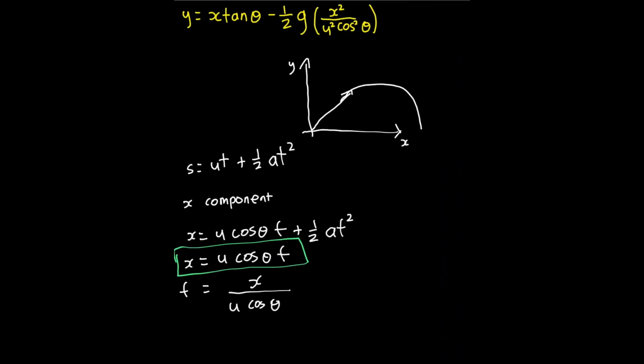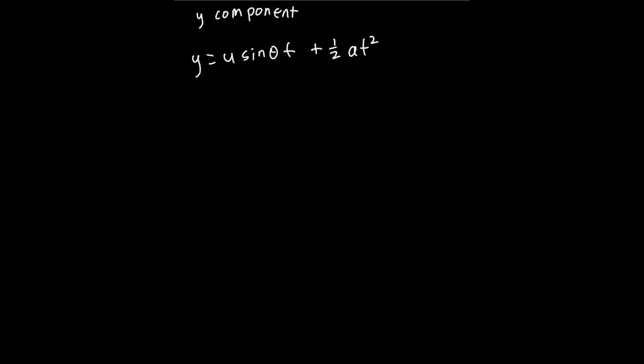And now in the y direction, what possible acceleration could be happening to our object? Well, it's none other than gravity, and gravity occurs downwards at approximately 9.8 meters per second squared. So since it's in the negative direction, we put a negative sign here, so y is equal to u sine theta t minus a half gt squared.